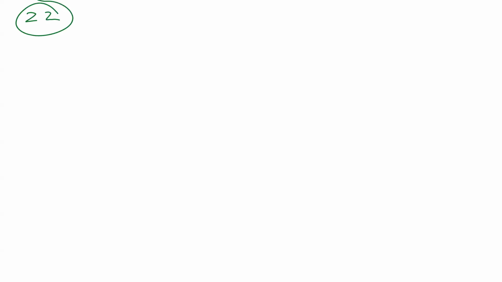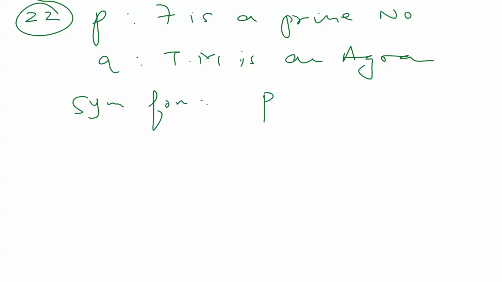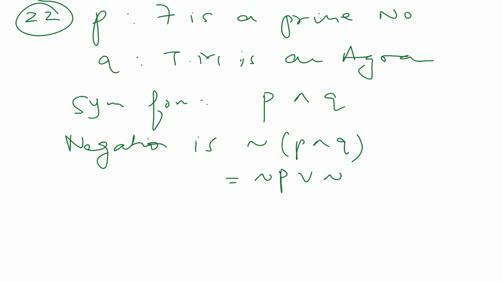वर्बल फॉर्म दिए, पहला सिंबॉलिक फॉर्म लिखना पड़ेगा. Let p be 7 is a prime number. Let q be Taj Mahal is in Agra. Symbolic form P and Q. अभी इसका negation लिखने का है. Negation is negation of P and Q, which is equal to negation P or negation Q.